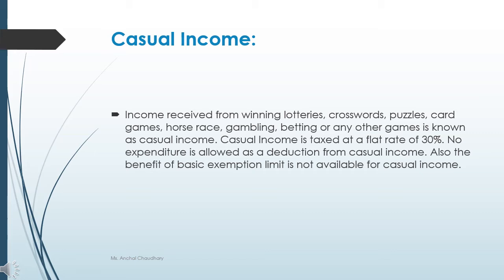Next term is casual income. Income received from winning lotteries, crosswords, puzzles, card games, horse race, gambling, betting, or any other game is known as your casual income. So, whenever, students, you are not having some sort of regular income, you are having occasional income.